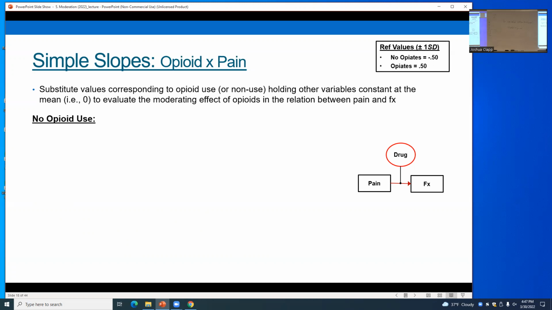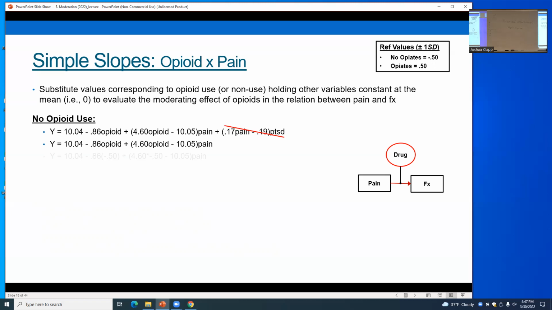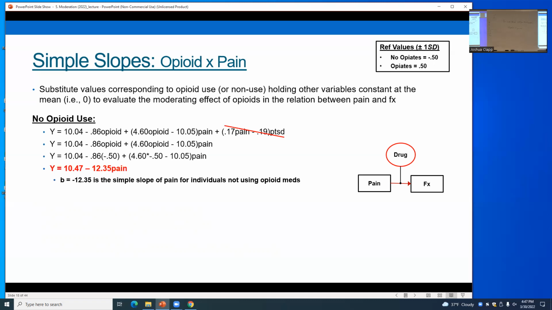So here, we're going to do the same thing. Here's our restructured equation that we had from 2 slides ago. We'll put things together. We go through and start putting 0 in for everything we're not interested in. Here it's opiate use and pain, right? So we put in 0 for PTSD. That all goes away, and we're left with this piece. Now for no opiate use, I'm going to start plugging in -0.5 for opiate use, right? So I plug in -0.5 here, -0.5 here. And this ends up giving me my simple slope of the effect of pain on functioning for people who aren't using opiates.